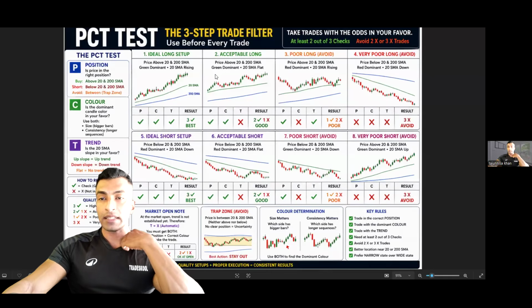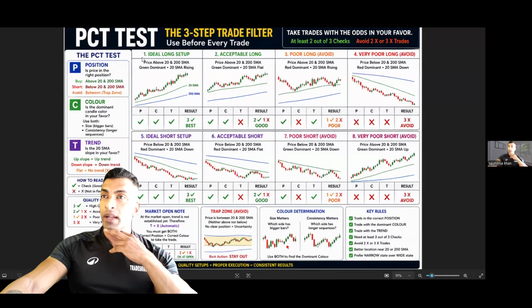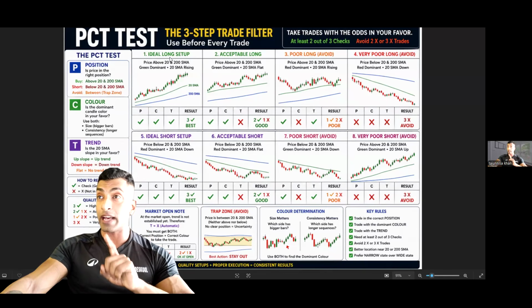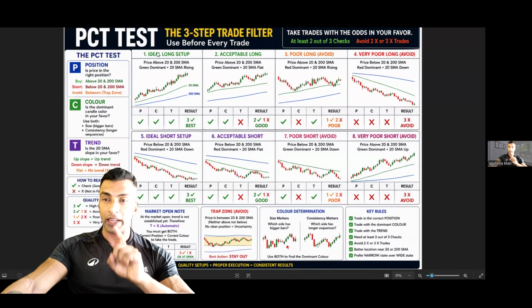So this diagram, I will explain now. This is the PCT test that I'm talking about. Let's start with the long setup first. The ideal long setup, you can see the PCT test, all 3 are coming positive. Let's say this is 20 and this is 200. It is EMA in our case, because we need the exponential moving average as we are trading mostly indices and options. So the price is above, with consistent green candles. So color is okay. Trend, the EMA is sloping also. So it's a favorable setup. This is the best scenario for long. When you get this setup, you should definitely go on the long side.